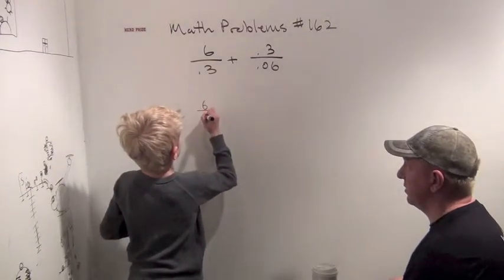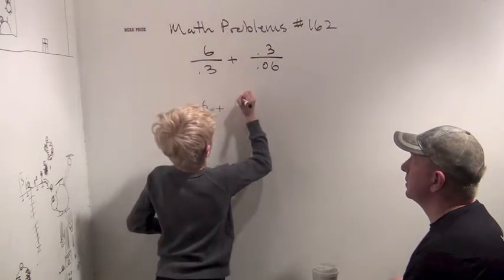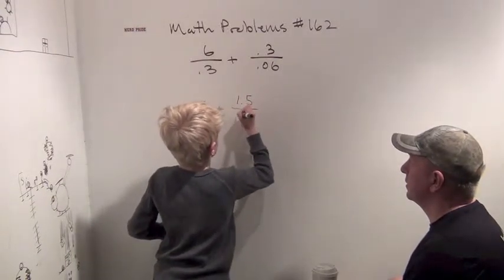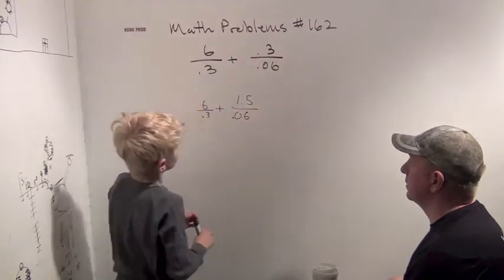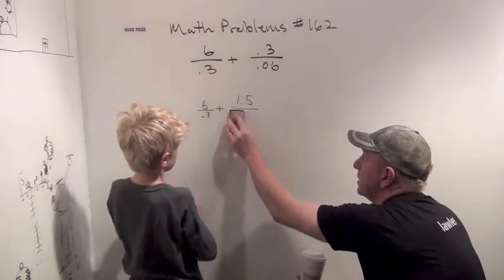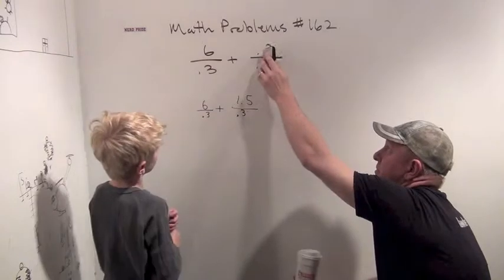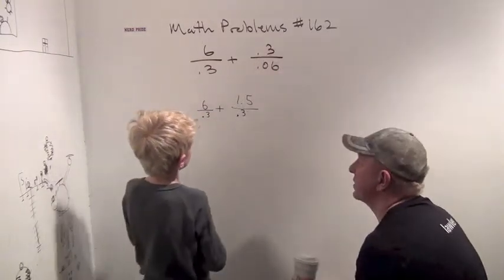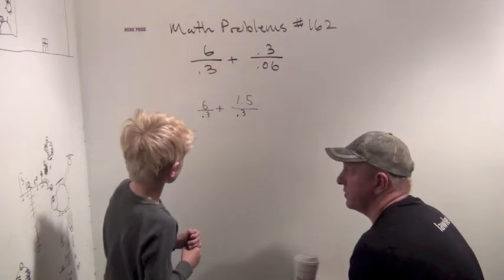6 divided by 0.3 plus 1.5 over 0.3. Actually, because you got to the 3 stage. So yeah, this is 0.3. What did you multiply this fraction by? 0.3 over 0.06? You multiplied it by 5 over 5. Okay, good job. That's a very clever approach.